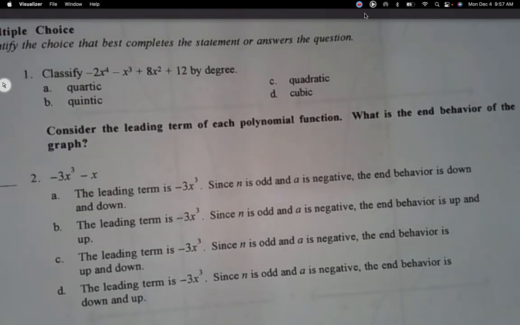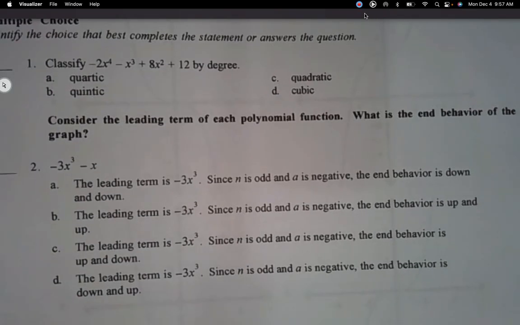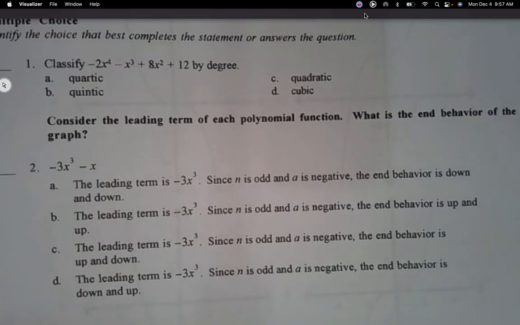Pretty quick. So the first one, and y'all, some of them might not be in completely the same order because there are big gaps on the pages, so they may be in a slightly different order, but the same questions.